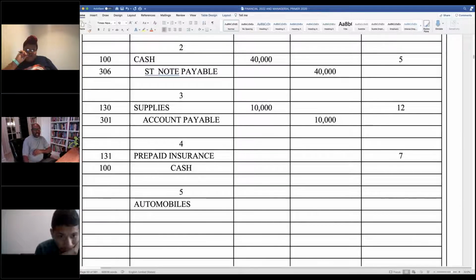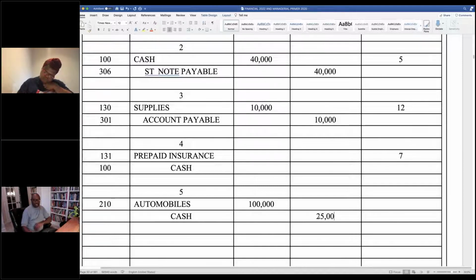And we're getting $100,000 worth of automobiles. What's the account number for automobiles? 210. Okay. Now we pay for these automobiles. We give up two things. First of all, we give up cash. How much cash is it? We pay down 25,000. Yep, 25,000.